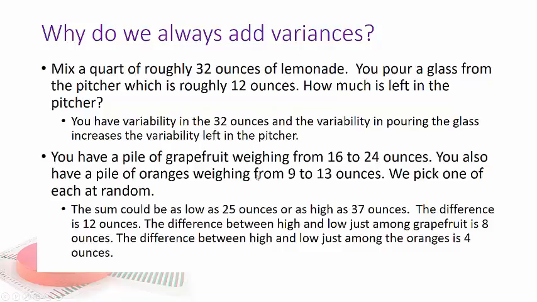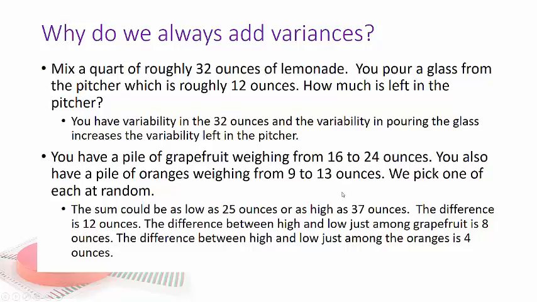Say you have a pile of grapefruit weighing from 16 to 24 ounces, and you have a pile of oranges weighing from 9 to 13. Okay, we could pick one of each at random. So the biggest the sum could be is 37 ounces. The smallest it could be is 25. That difference is 12, right? And then you could say, okay, the difference between high and low just among the grapefruit is 8 ounces. The difference between high and low just among the oranges is 4 ounces.